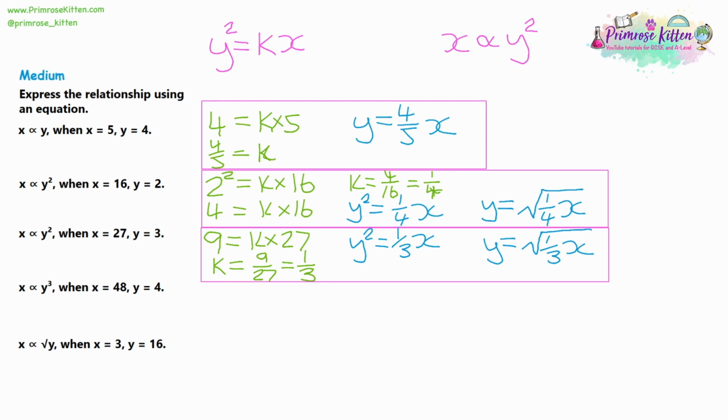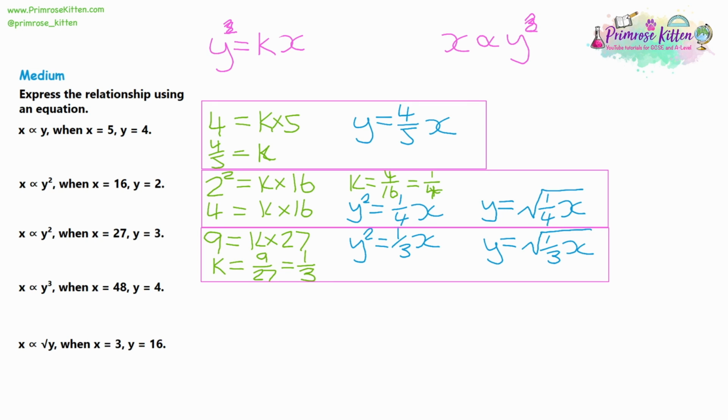Moving on to question 4, things change a bit again. This time x is equivalent to y cubed. So I'm going to update my key at the top. I'm going to get rid of the squared symbols and I'm going to replace them with cube symbols. X is equivalent to y cubed. So y cubed equals kx. So now we'll follow the same steps.